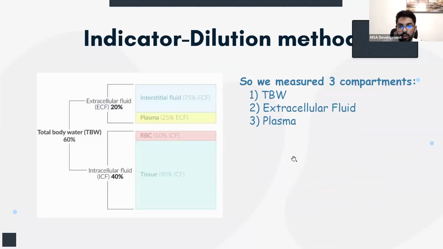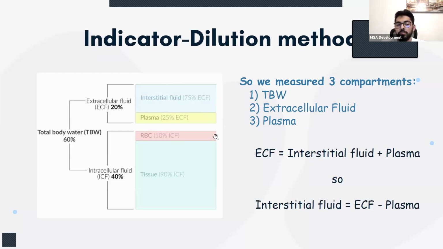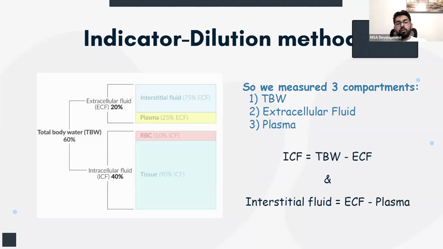Okay? Now, total body water, you know it, and you know extracellular fluid. So intracellular fluid is going to be total body water minus the amount of extracellular fluid that you have. What about the interstitial fluid? So you already know extracellular fluid and you already know the plasma. So extracellular fluid minus plasma is going to give you the amount of interstitial fluid that you have. Simple math, okay? And these are the two rules that you can use to calculate intracellular fluid and interstitial fluid when you have these three compartments.